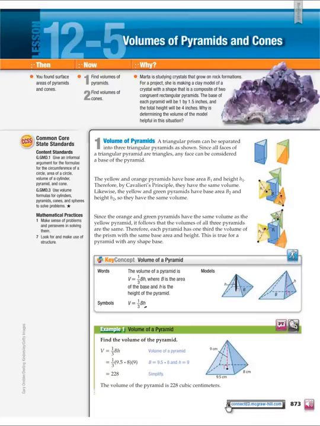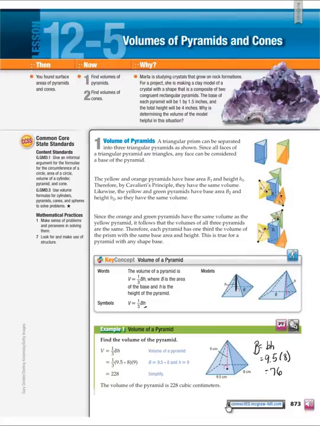So let's look at example 1 and see in action what we've got going here. Find the volume of the pyramid. As I look at my pyramid, it has a rectangular base. It's a rectangle, not a square this time. So uppercase B, again, is the area of our base. And since our base is a rectangle, we've got one of its bases times one of its heights, or 9.5 times 8. If I multiply 9.5 times 8, I get 76 units. So the area of my base is 76 units.